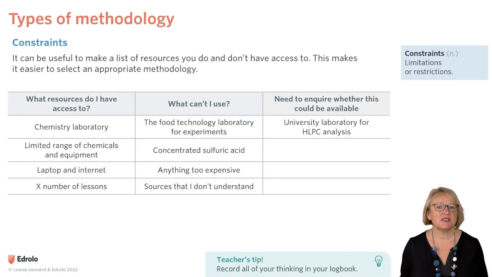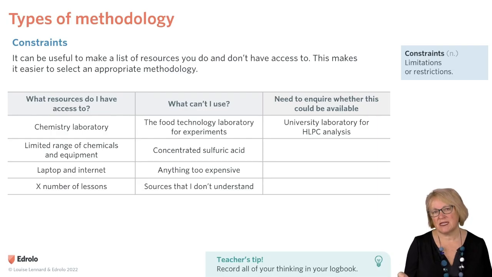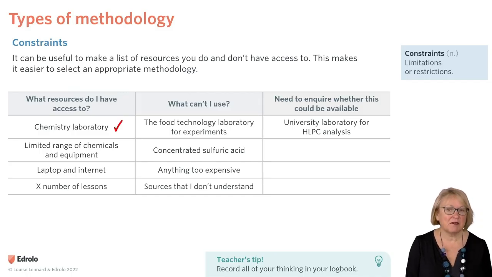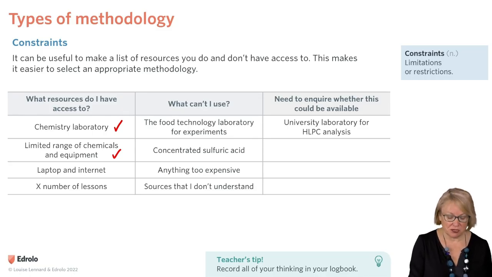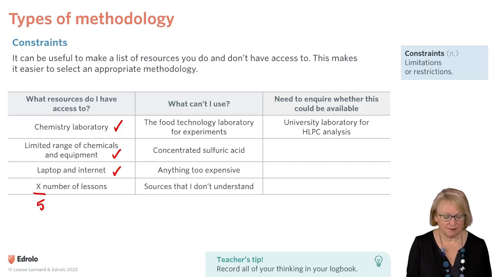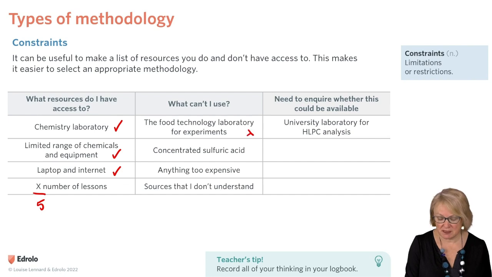So when trying to choose a methodology, it's often useful to think about what you do and don't have access to, and constraints. By doing this, you can eliminate certain methodologies. So you might have access to the chemistry laboratory. You might have a limited range of chemicals and equipment that you're allowed to use. You might be able to use your laptop and internet for a literature review. You might have, say, 5 lessons to conduct your study. But you might not be able to use the food tech lab for experiments.